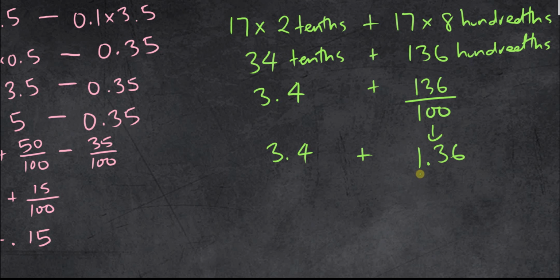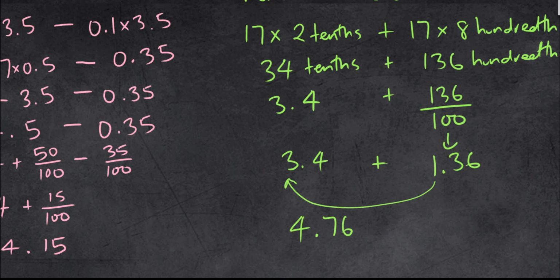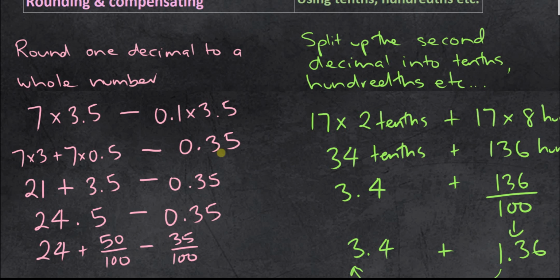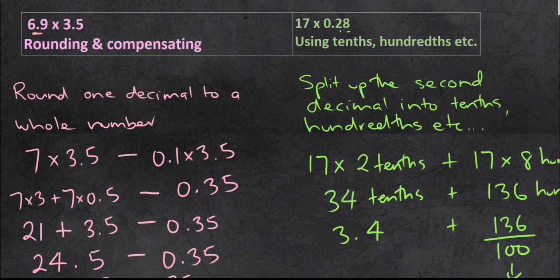So adding the 1 to that whole there, we get 4. And then adding the 0.36 to 0.4, we get 0.76. So 4.76. So any of these strategies you can use when multiplying decimals.